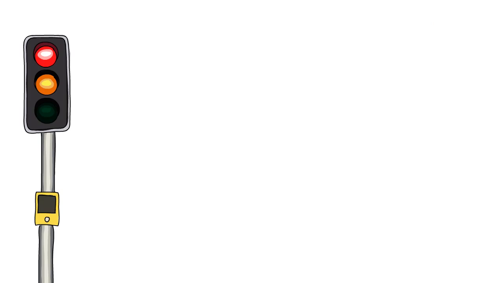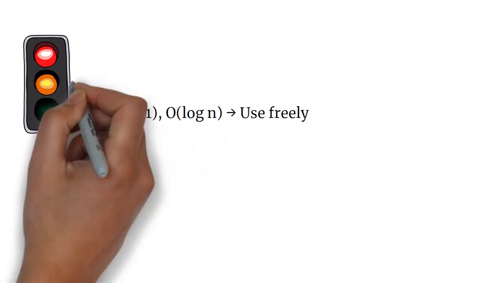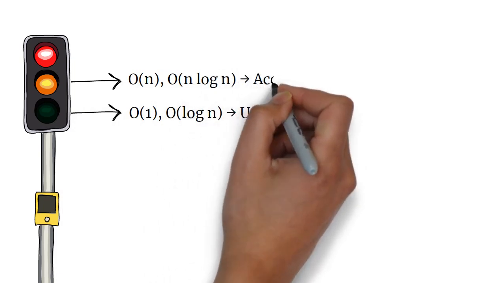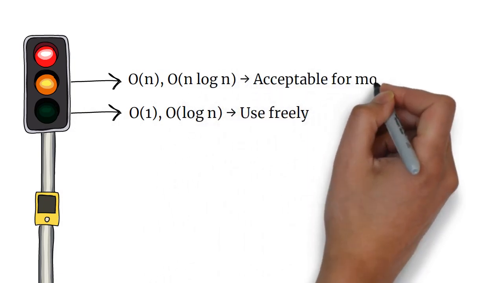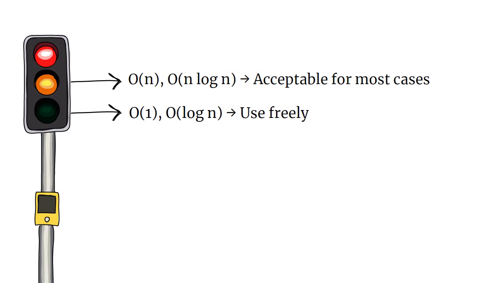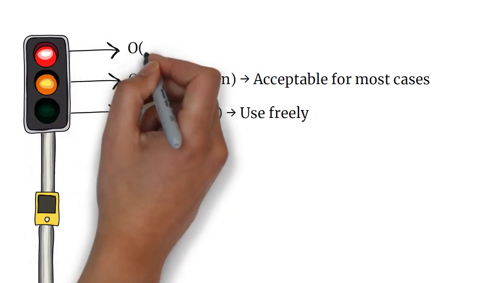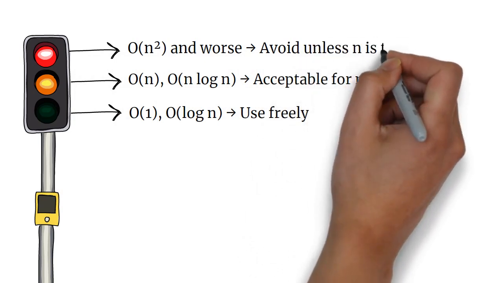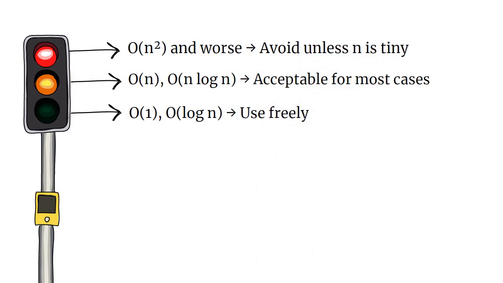which one should be a last resort. In the green zone, O(1) and O(log n). You can use these no problem. In the yellow zone, O(n) and O(n log n). Acceptable for most cases. And in the red zone, O(n squared), and worse. Avoid unless n is tiny.